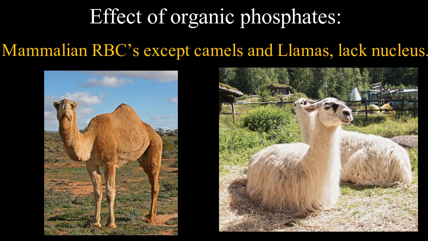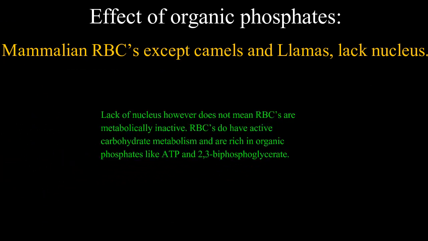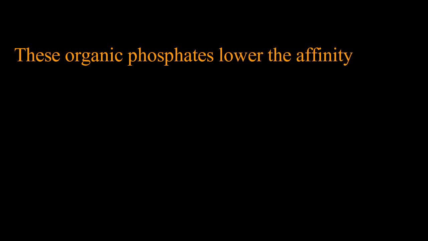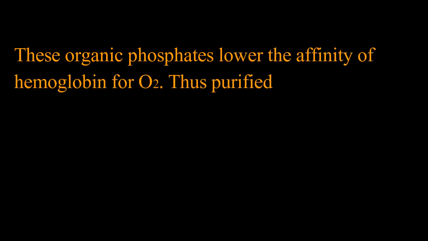Mammalian RBCs except camel and llamas lack nucleus. Lack of nucleus, however, does not mean that the RBCs are metabolically inactive. RBCs do have active carbohydrate metabolism and are rich in organic phosphates like ATP and 2,3-bisphosphoglycerate. These organic phosphates lower the affinity of hemoglobin for oxygen.